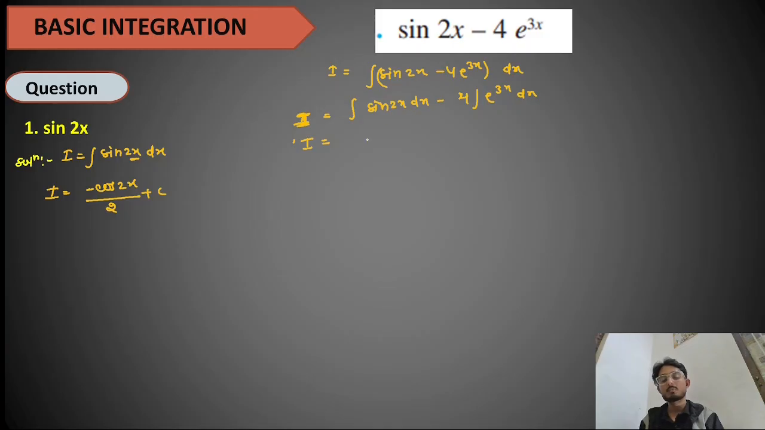What is the integration of sin 2x? You have already done the integration of sin 2x. It is −cos 2x upon 2. Minus 4 is a constant term, and the integration of e^(3x) is e^(3x), and the differentiation of 3x is 3, so you write 3 in the denominator of e^(3x), plus c.